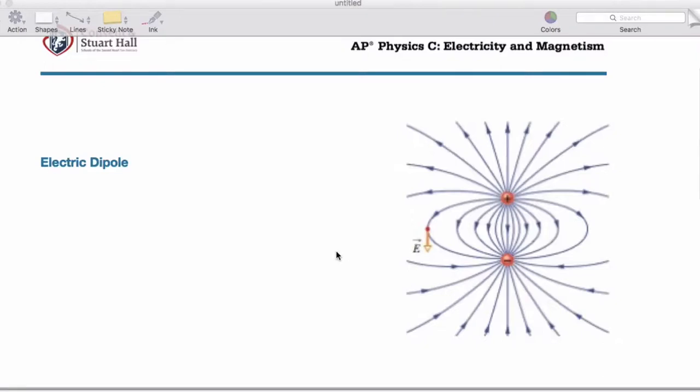All right, now we're going to calculate the field due to an electric dipole. And what we're going to do here is really go through the math of it, which means there's going to be a little less of the physics behind what we're doing. I just want to go straight into the calculation.